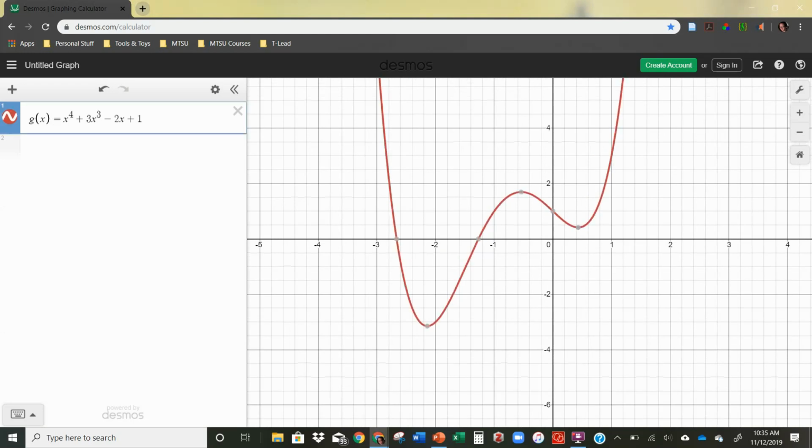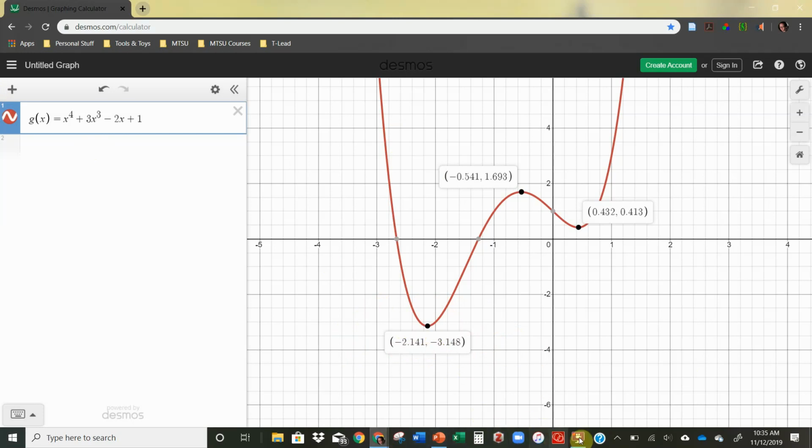There are several extrema here. Here's a minimum, a maximum, and another minimum. And there are different kinds of extrema. So these are all extrema. But for example, the value at the bottom here, negative 2.141 comma negative 3.148, this is an absolute minimum, which means it is the lowest output produced by this function. And it's produced at negative 2.141.